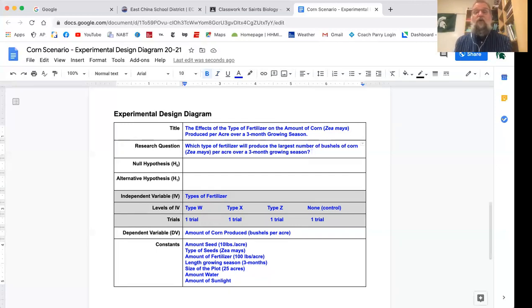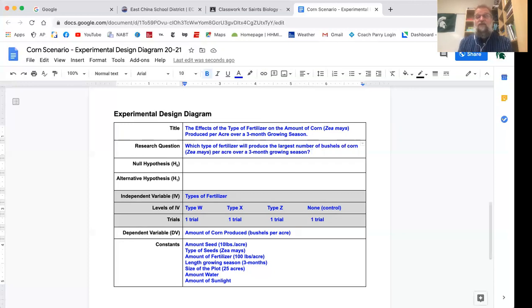Which type of fertilizer will produce the largest number of bushels of corn per acre over a 3-month growing season? That's the question I'm asking. That's the question I want to find an answer to. Remember, science is about answering questions. Science is about solving problems.